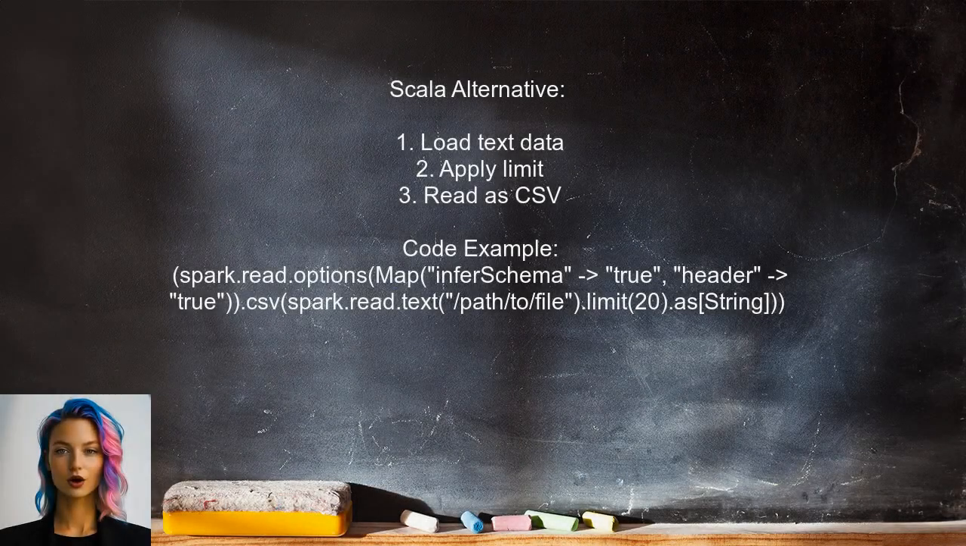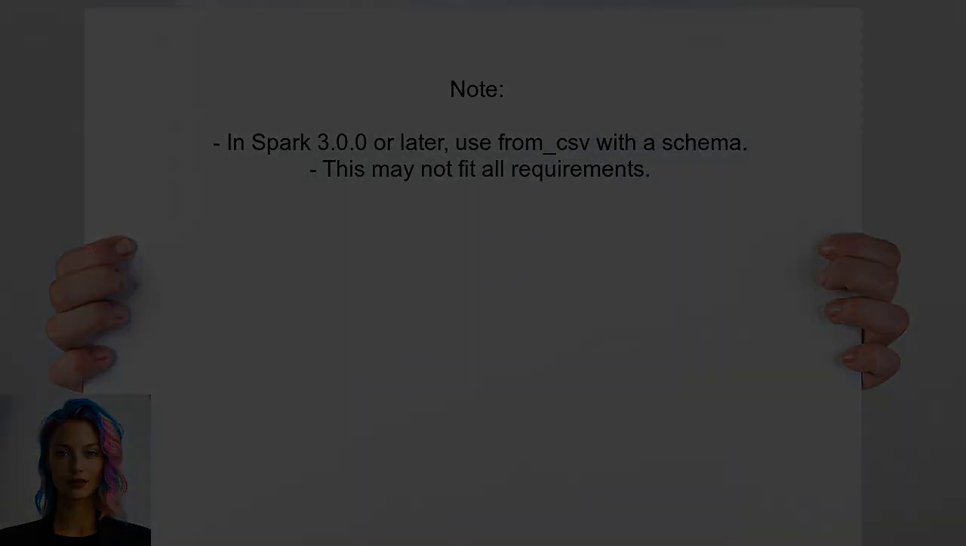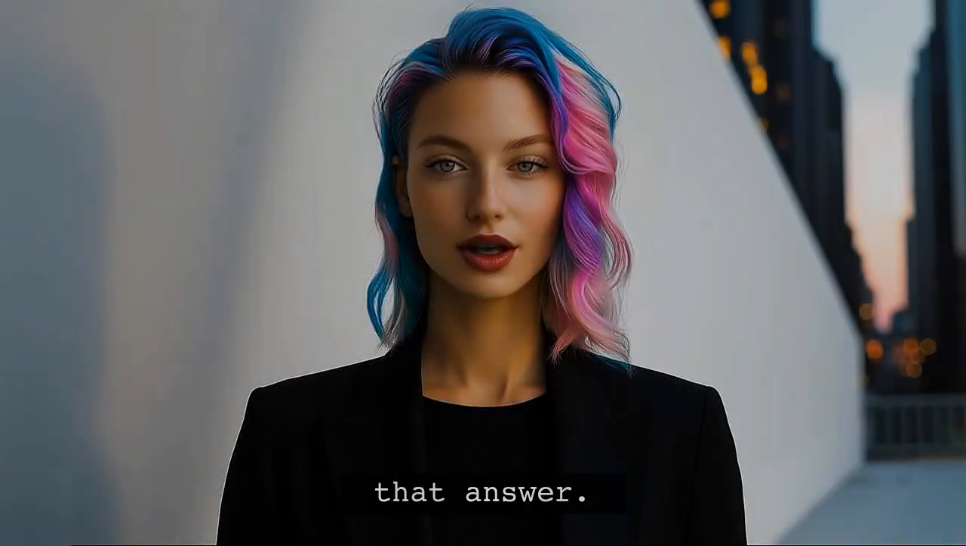For Scala users, a similar method is available. You can limit the text data and then read it as CSV, ensuring you only process the rows you need. In Spark 3.0 or later, you can also use the from CSV function with a schema, but this may not suit all needs. That's it for that answer.